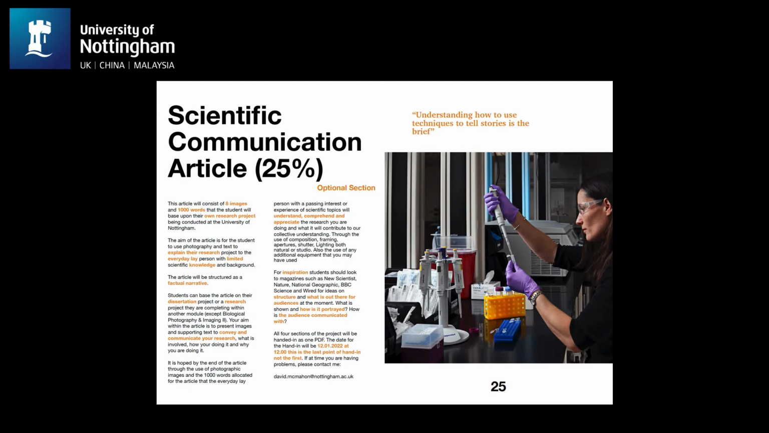so that you can show us what you're doing and show other people what you're doing. The aim of the article is for the student to use photography and text to explain their research project to, say, the everyday layperson, who may have limited scientific background, so that they can understand it more. So this is the idea with that one. You can choose that one if you want to, but you could choose one of the others, and that's the scientific communication article that we're going to be doing.